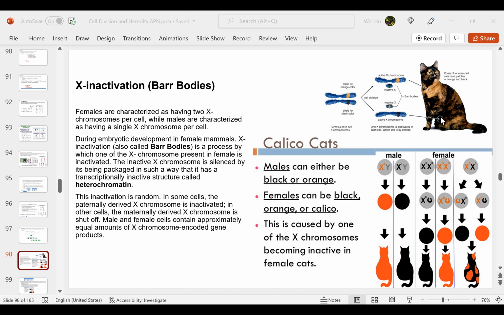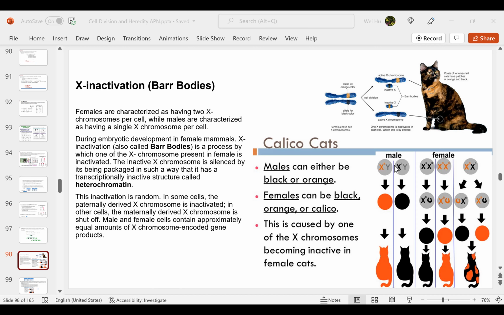But this black region is where the black X is on duty and the orange X takes a break, so they will show black. This is random for individual cells. You can see this region is black because the black X is on duty, and this area is orange because your orange X is on duty, okay? So this only happens in the female.